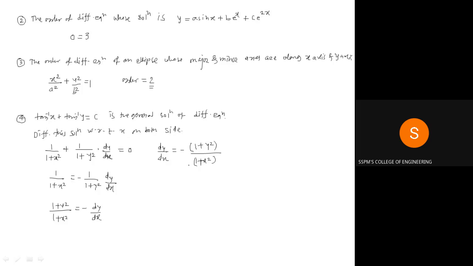They will provide the option in this form, or sometimes it may be in the form of m dx plus n dy is equal to 0. So for that form, take cross multiplication. Yes, 1 plus x square into dy is equal to minus 1 plus y square into dx. And after exchanging the terms, you will get the differential in the form 1 plus y square into dx plus 1 plus x square into dy is equal to 0.